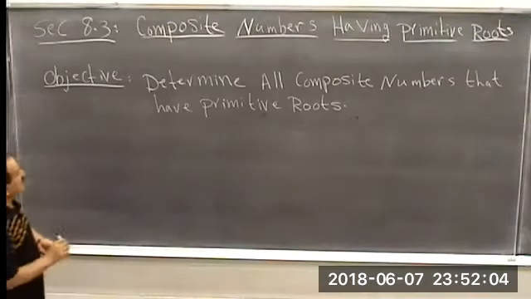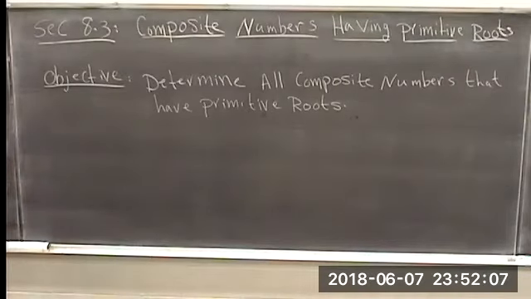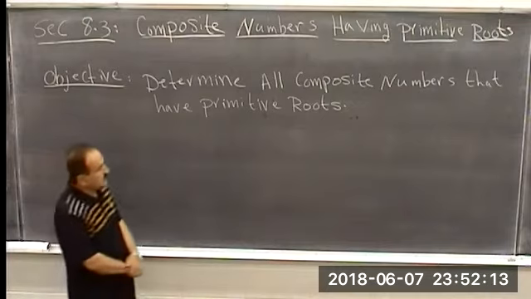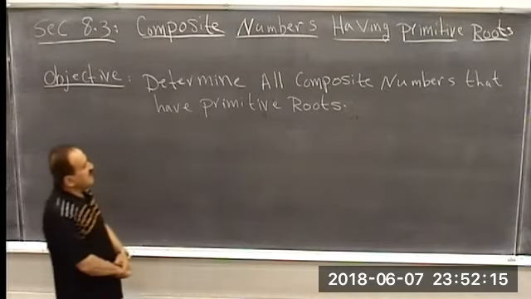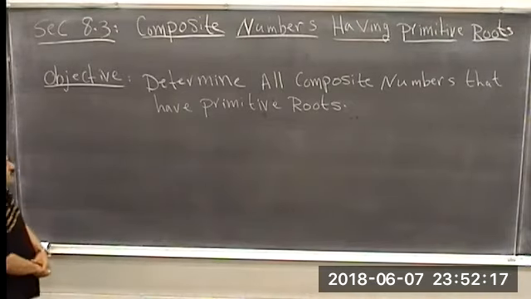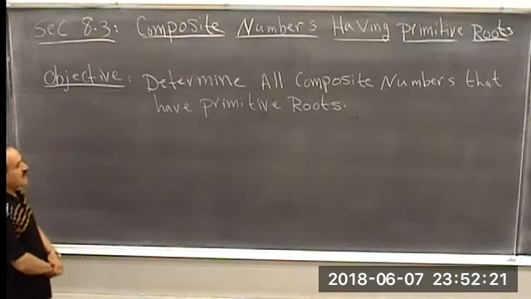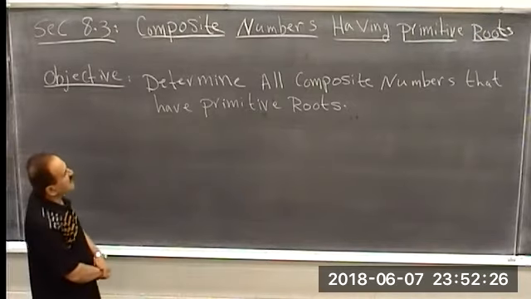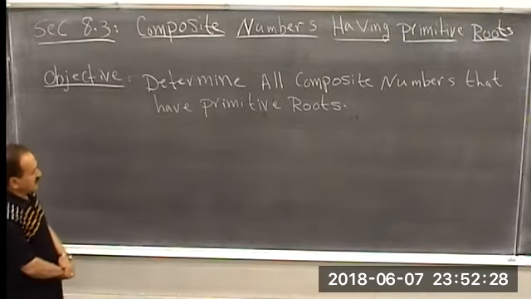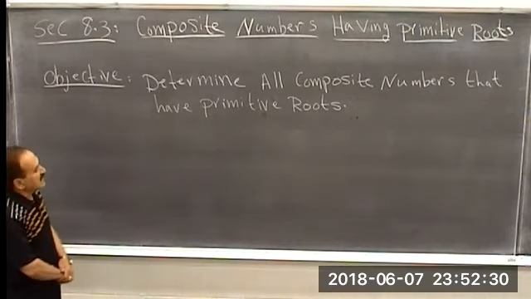All right, we're going to get started on section 8.3, and in this section, we're going to look at the composite numbers that actually have primitive roots. Recall in section 8.2, we proved that every prime has a primitive root, and in this section, the main objective is to determine the composite numbers that have primitive roots.